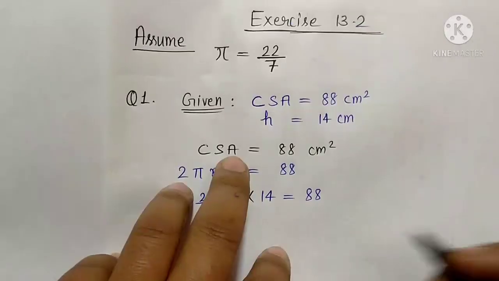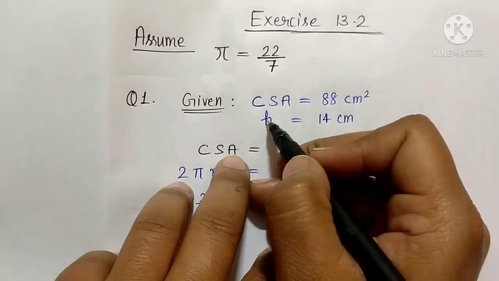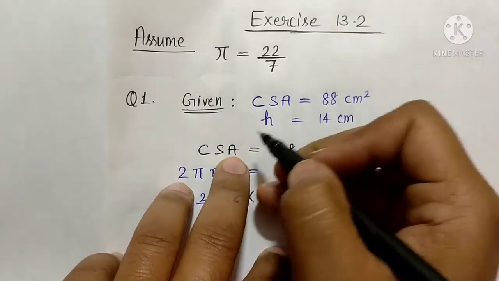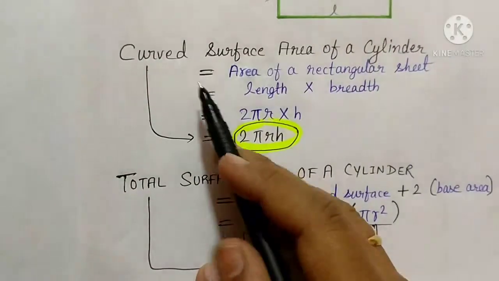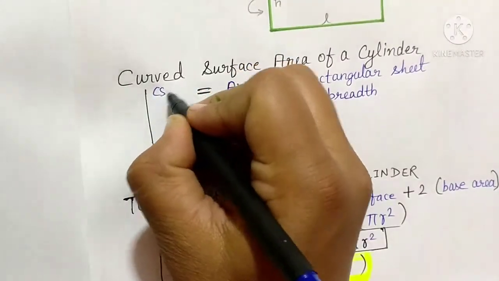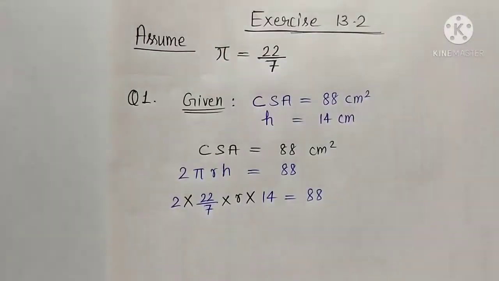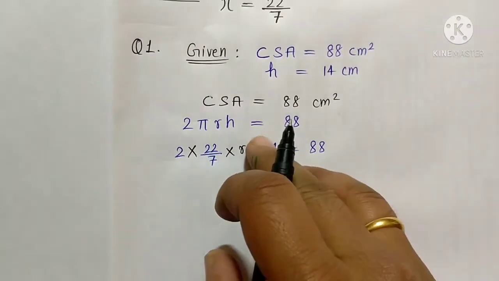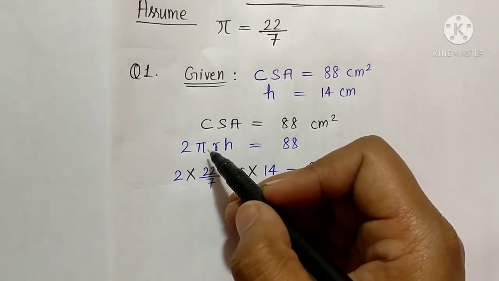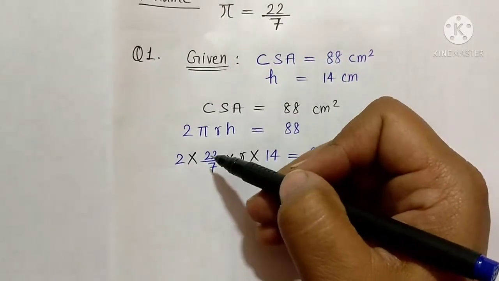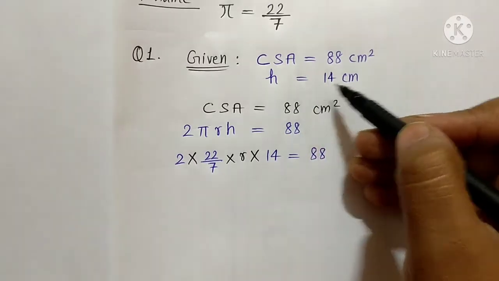As given in the question, we have written CSA 88 cm square and h given 14, so we have written 14 cm. Now what is the formula for CSA? As we have just learned, CSA, curved surface area, is 2 pi RH. So in place of CSA we can write 2 pi RH equals to 88 cm square. Now in place of pi we have to put 22/7. R value we have to find out, and H value is already given, 14.